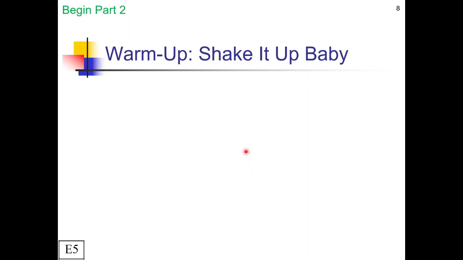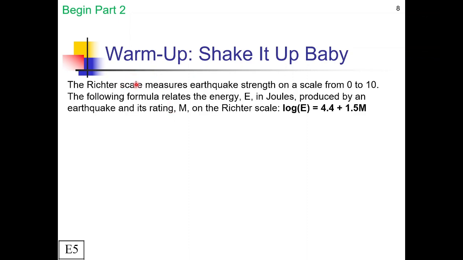Welcome back to part 2 of this lesson. This time we're going to be talking about some logarithmic equations, and to start off this conversation, we're going to talk about one of the main applications of logarithms, the Richter scale. So the Richter scale you might have heard of, that measures earthquake strength on a scale from 0 to 10. I mean, theoretically, you could have something stronger than a 10, but then probably the Earth isn't here anymore.